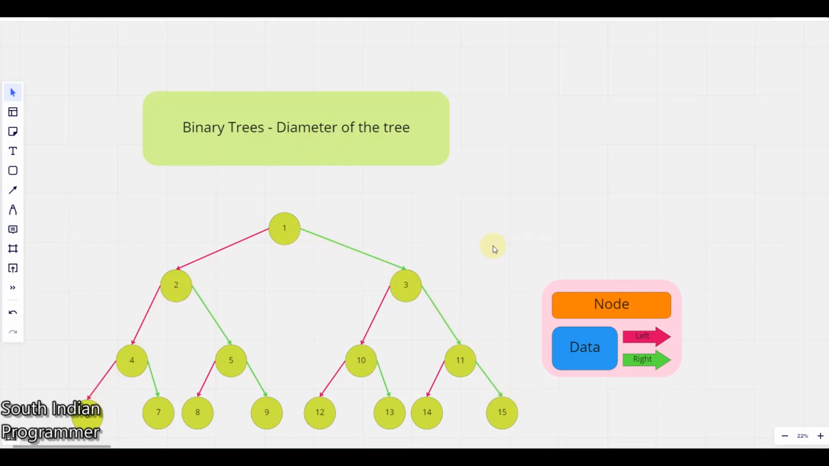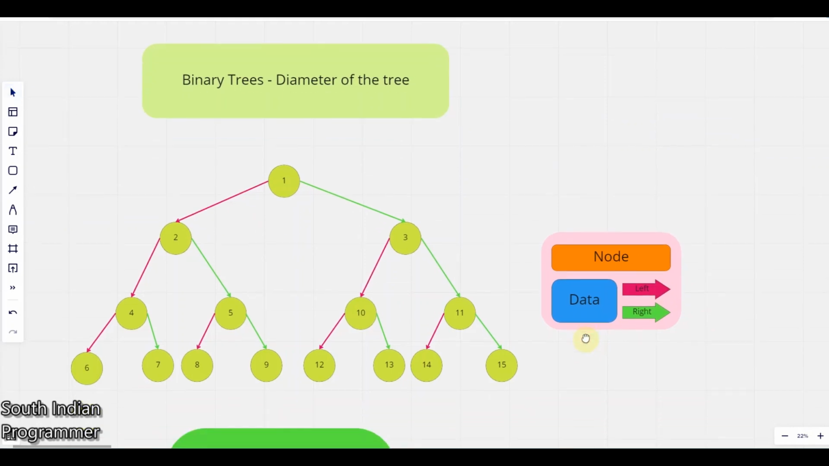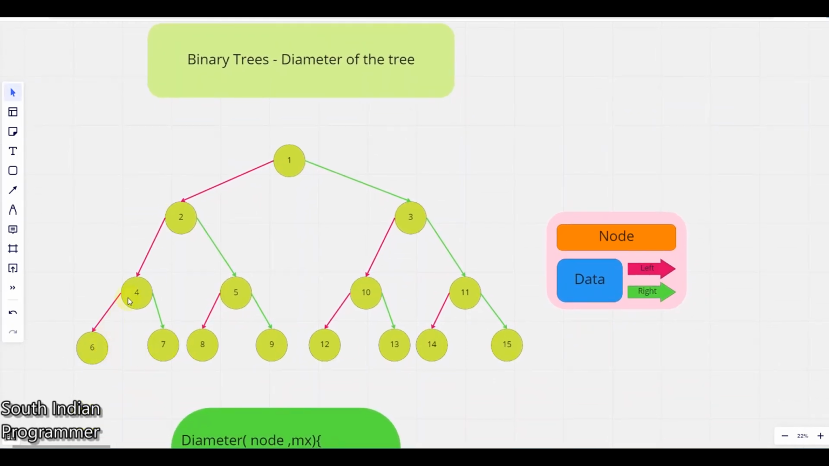Here we have the node definition of these nodes. It contains data and right and left pointers. In this tree you can see this is the longest path. Namely, you can see this is also a longest path, but the number of nodes actually counts. Here you have 7 nodes at most.